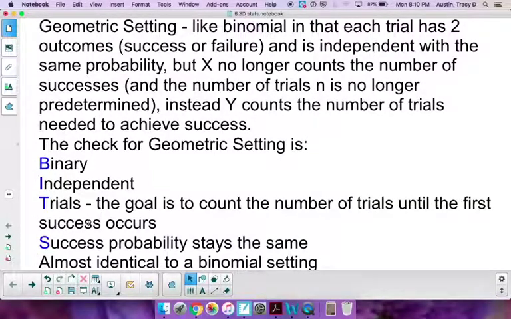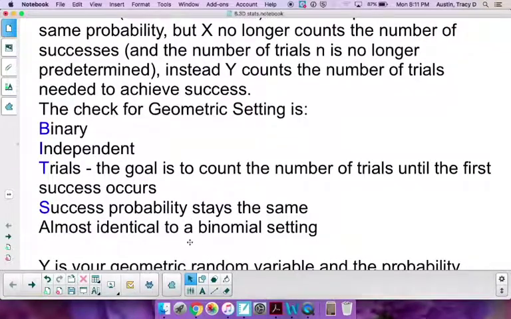If you have an open response question that deals with a geometric, this is what you will have to prove for it to be geometric: binary, independent, counting trials until you get a success, and that your probability stays the same.